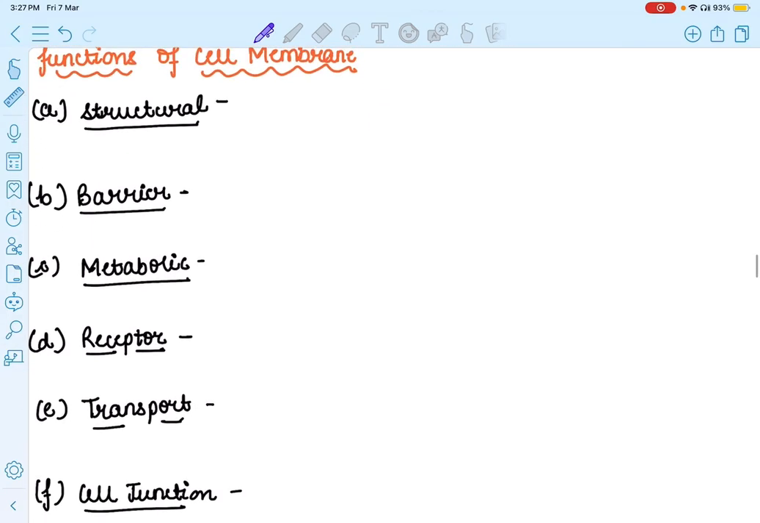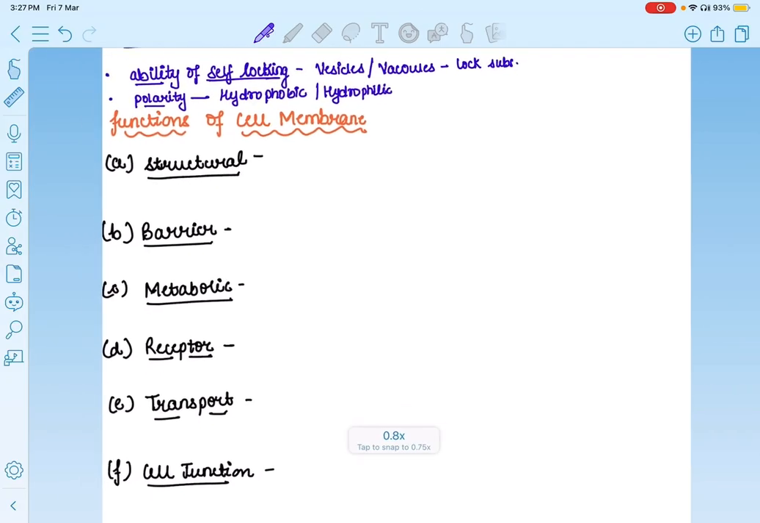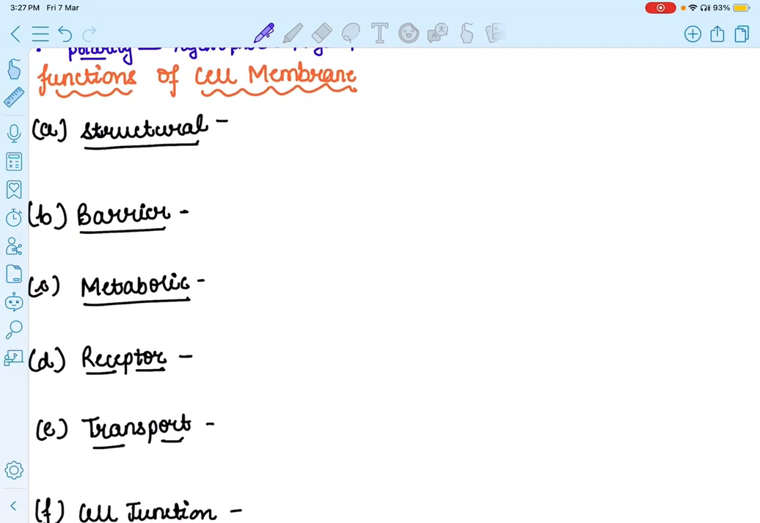Then we have the functions of the cell membrane. There are basically six functions of the cell membrane. These are structural, barrier, metabolic, receptor, transport, and cell junctions. The structural function. Structural means it maintains the structure of the cell. That is, the membranes are included into the composition of all cellular organelles except those of ribosomes and centrosomes.